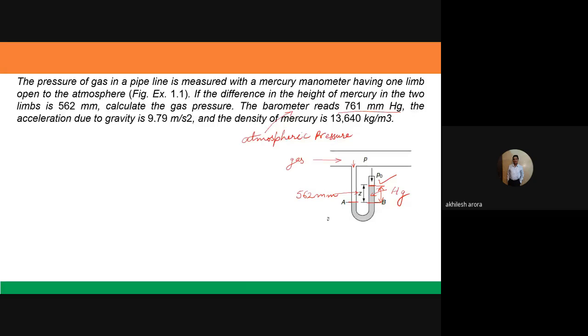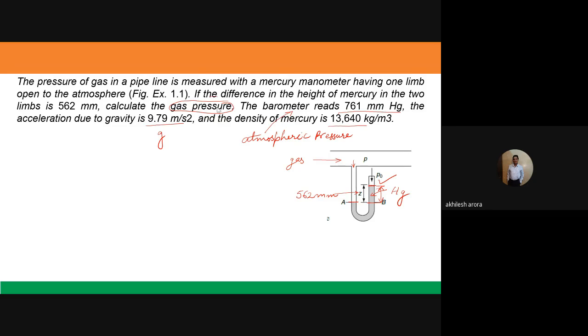And the acceleration due to gravity. This is the value of g, acceleration due to gravity. And the density of the mercury is given as 13,640 kg per meter cube. So this is the numerical problem, and what we need to calculate is the gas pressure. You can see it here. It is the gas pressure which needs to be measured actually.